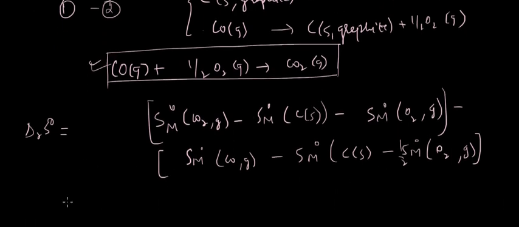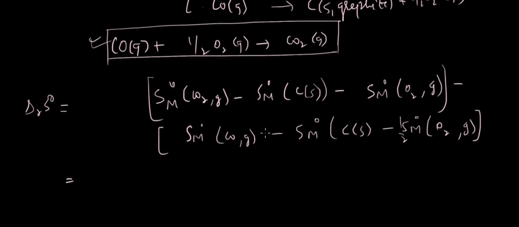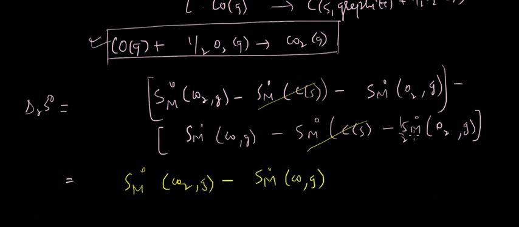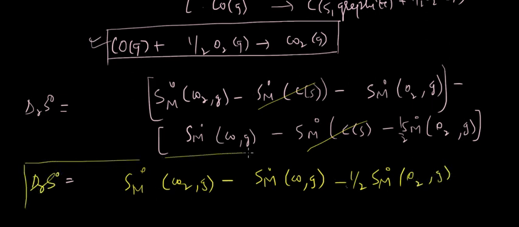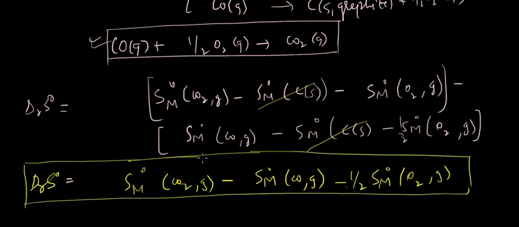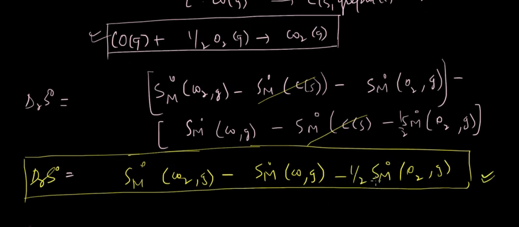So if we subtract that, then you can see that this Sm° C(s) and this Sm° C(s) will get cancelled out. We'll get Sm° CO2(g) minus Sm° CO(g) minus half of Sm° O2(g). Okay, so this would be the ΔrS° for the final reaction.